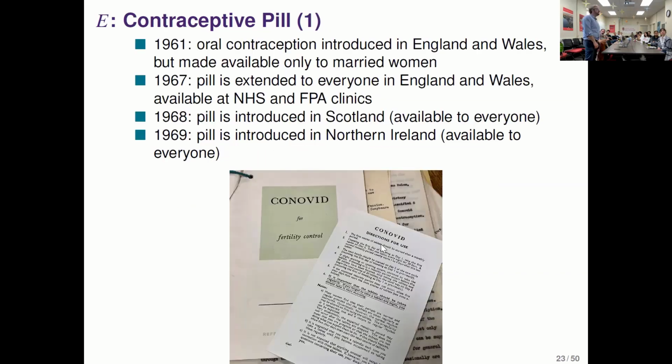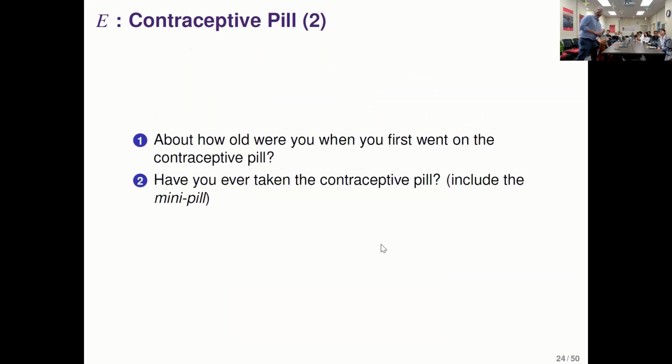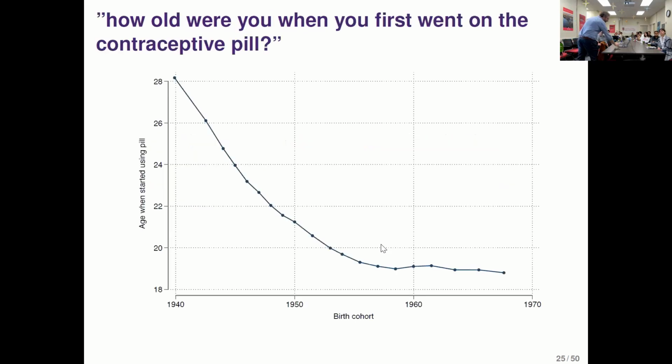There are no regional differences. I know in the US, some papers leverage the state differences in pill access. It's not possible in the UK. There are two questions, though, in the UK Biobank. The first is, how old were you when you first went on the pill? And the second, have you ever taken a contraceptive pill?